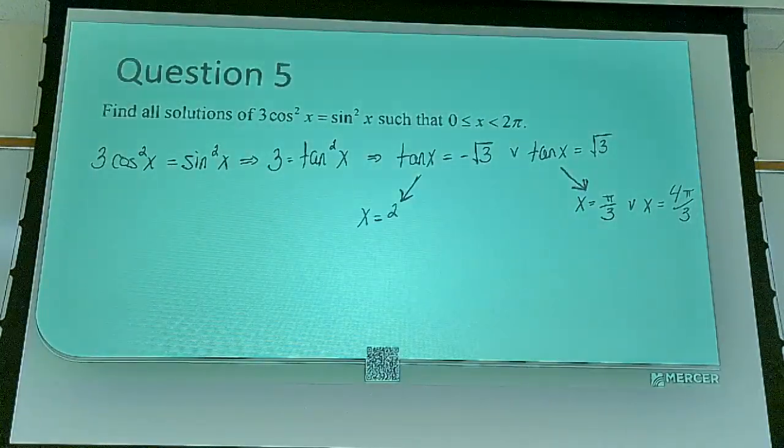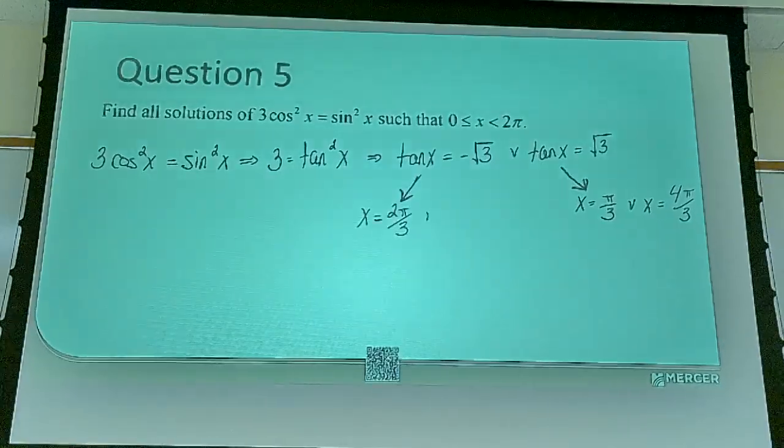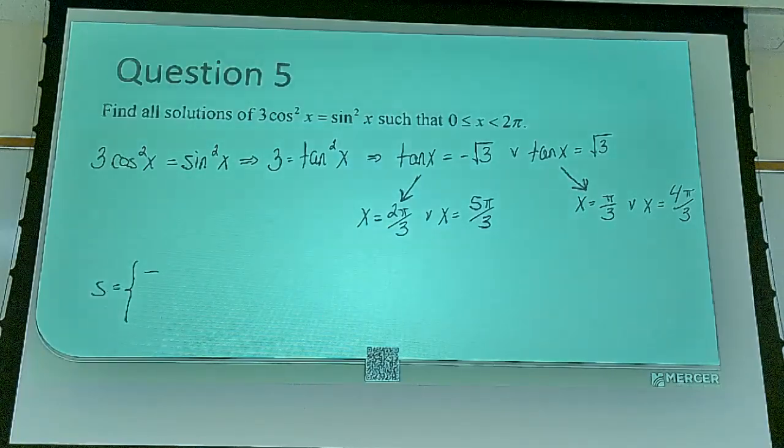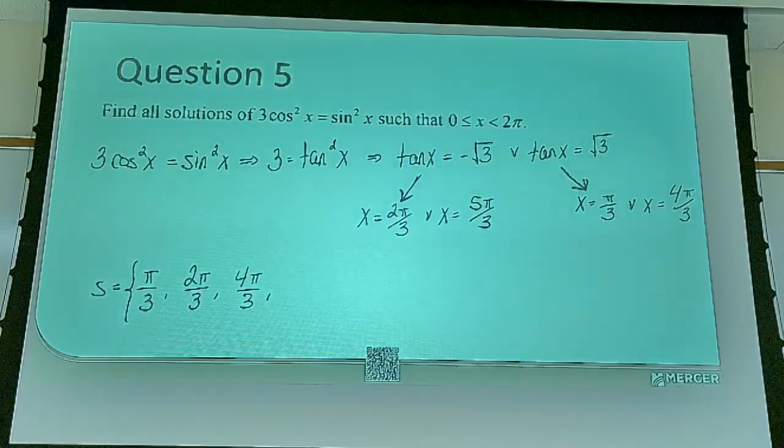Oh, good. PowerPoint seems to have fixed itself. And again, keep in mind that for all these problems, they are always between 0 and 2 pi.